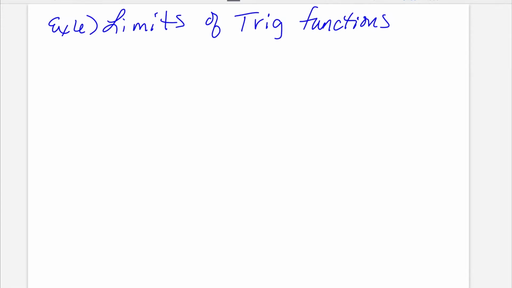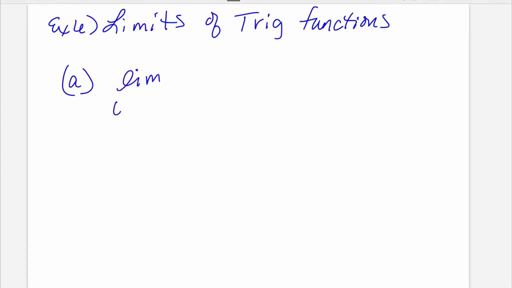All right, so limits of trig functions. We can still take this to infinity because lots of trig functions have asymptotes, right? You've got your cosecants, your secants, your tangents and your cotangents. All of those have asymptotes. So you can do the same kind of thing here.